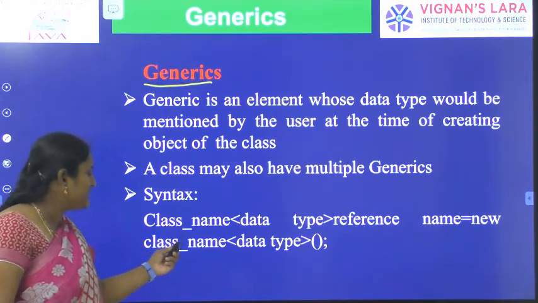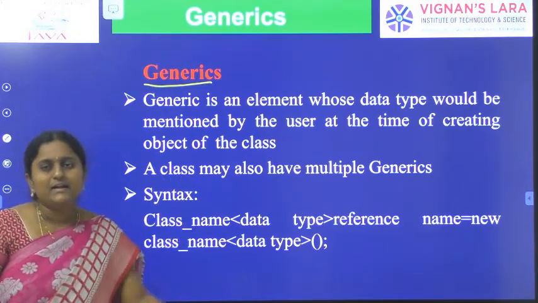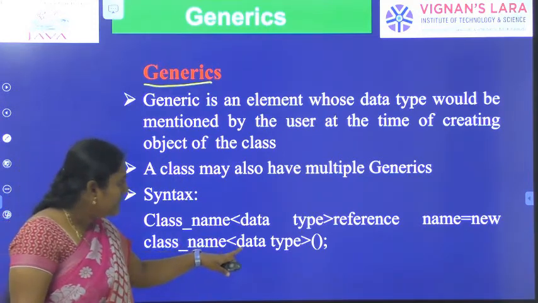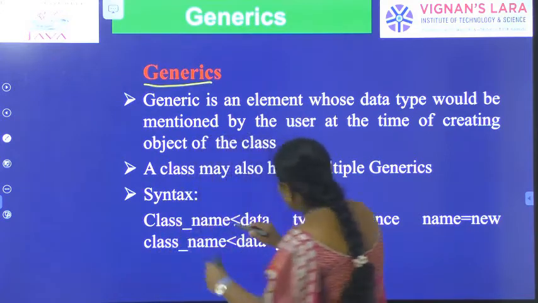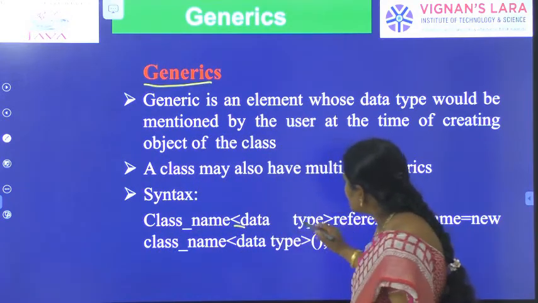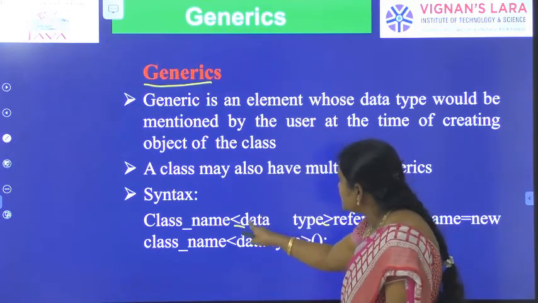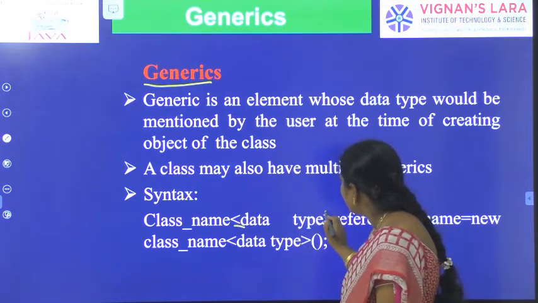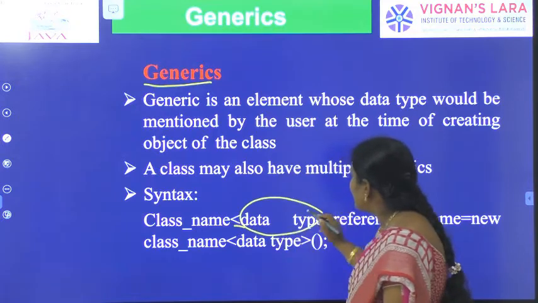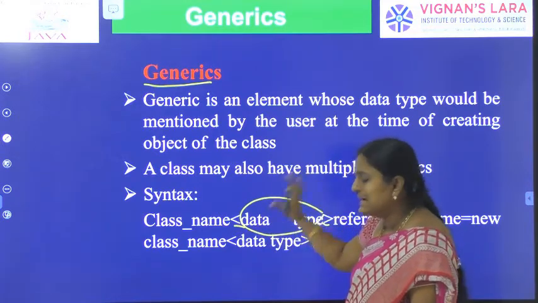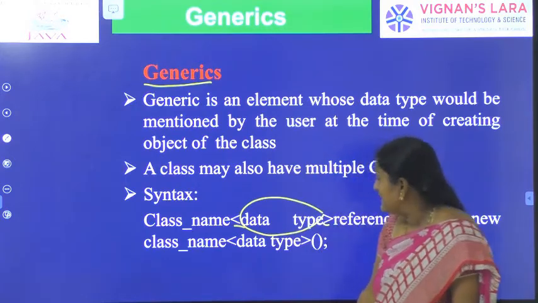What is the syntax of creating an object of a generic class? First the class name, then less than and greater than symbols. With the help of less than and greater than, we can explicitly declare one data type. Whenever the Java compiler finds this statement, it creates a generic class.